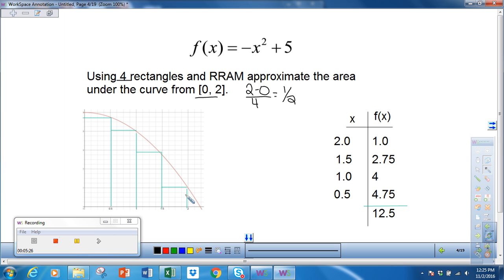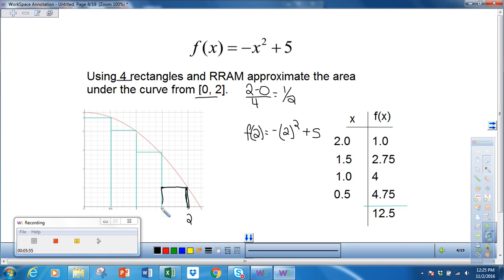Because I'm starting at the rightmost triangle, I'm going to start at 2. So at 2, I have to find where my function is, what's my y value at 2, and then I draw a right triangle. So the height of my right triangle, I have to evaluate my function at 2. That's negative 2 squared plus 5, which is 1.